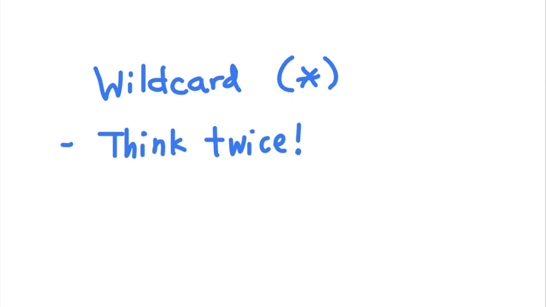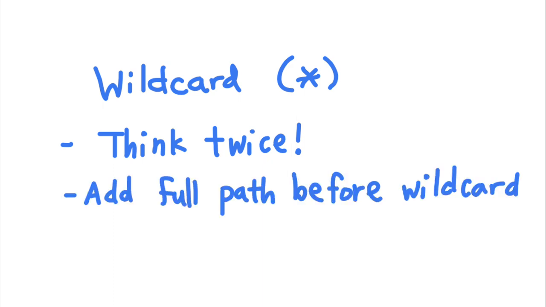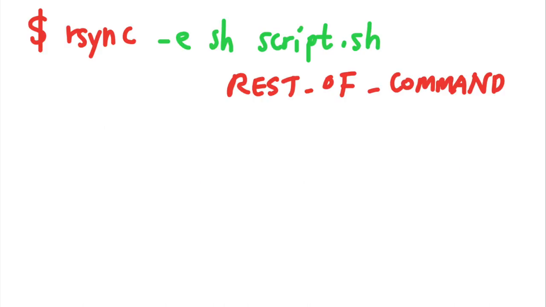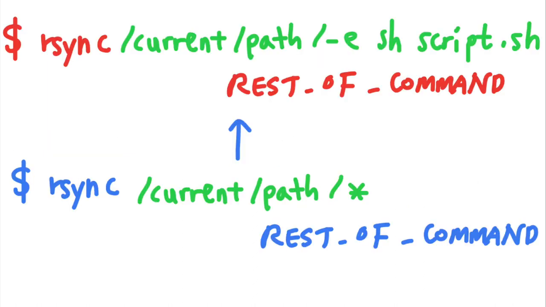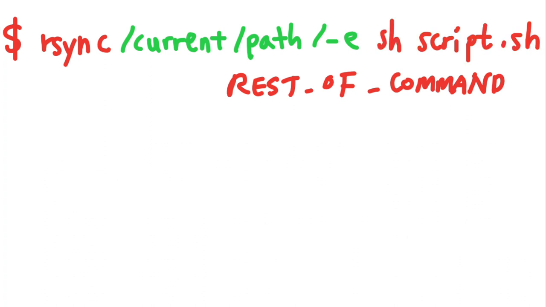And when you need to use the wildcard, you can add the full path of the directory in front of the wildcard to avoid injection. For example, to prevent the above rsync attack, you can execute this command instead. This will cause the command to expand into this one, breaking the syntax of the injected flag.